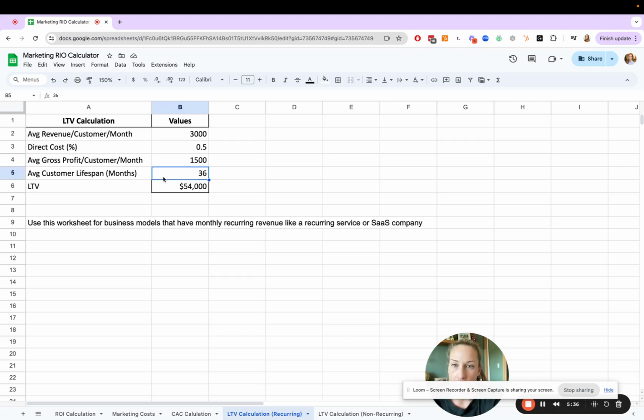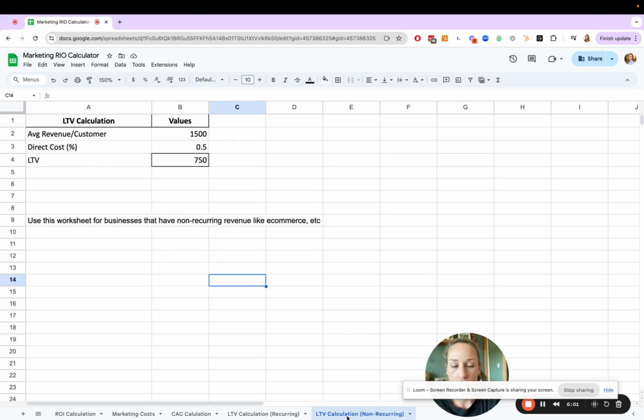Then we're going to take the average amount of time that customers stay with us. So in this case, we're assuming that a customer stays with us for 3 years. And so the lifetime value of that customer is $54,000. Now I have another worksheet here. If the business model is not necessarily recurring, it's more like one-time purchases, then you can use this tab over here on the right.